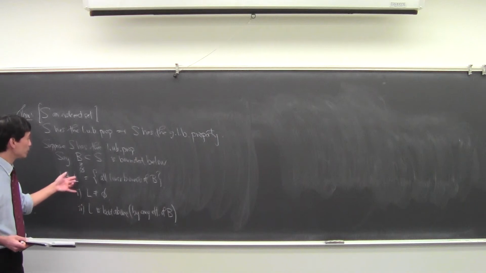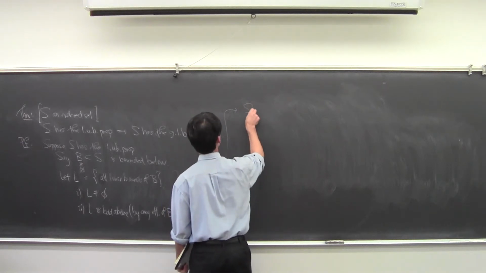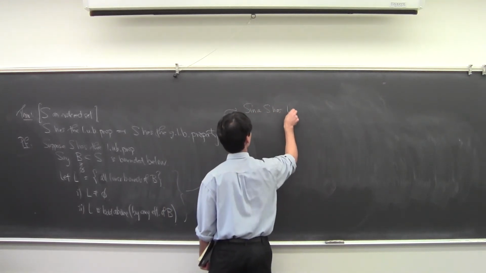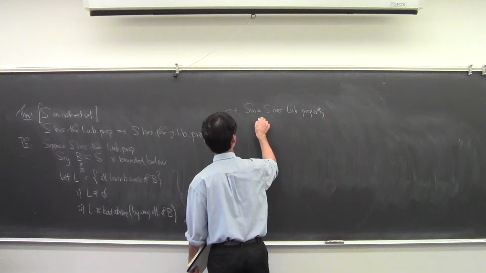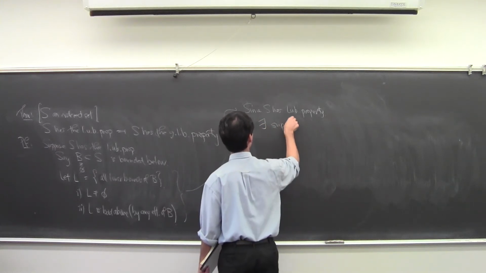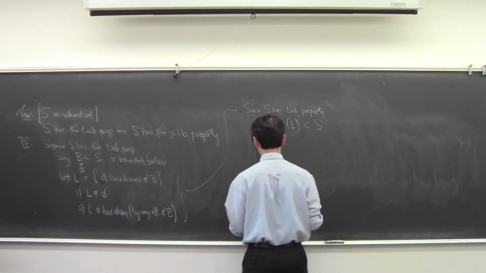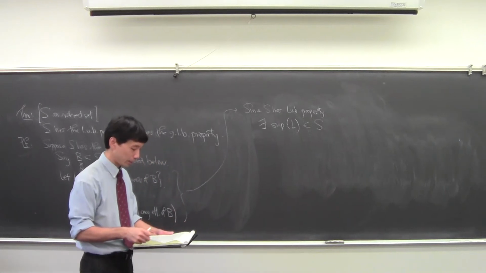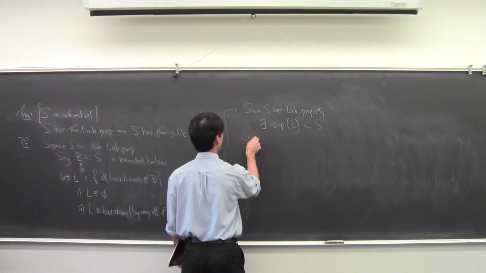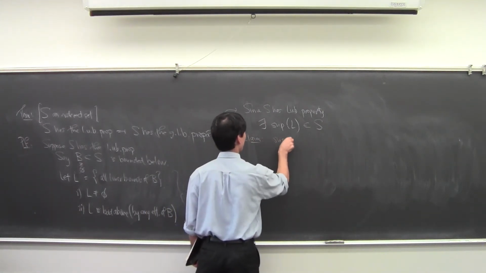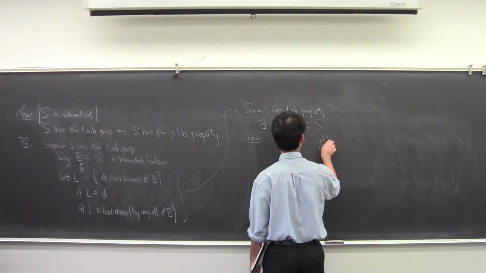So we can use the least upper bound property. Since S has the least upper bound property, we know there exists a supremum of L in S. So we're going to claim that that guy, supremum of L, is actually the greatest lower bound of B.